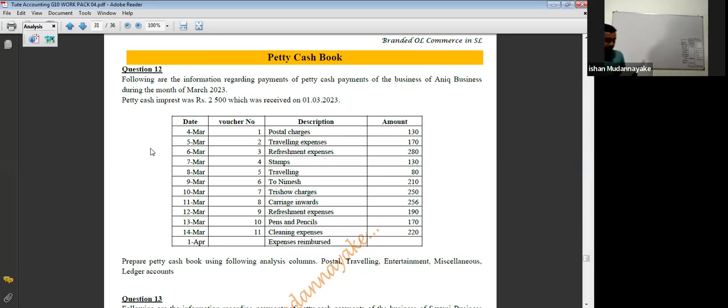Look at the question. These are the transactions: postal, traveling, refreshment. Likewise, here you can see some of the transactions of the business. And then, 1st April, petty cash amount reimbursed by the main cashier to the petty cashier.